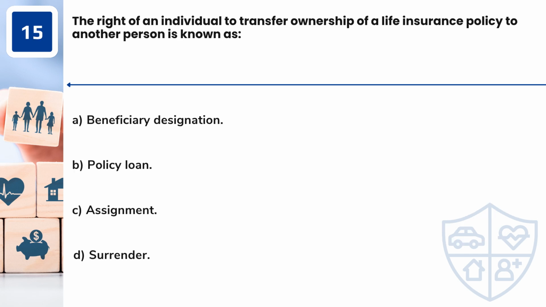Question 15. The right of an individual to transfer ownership of a life insurance policy to another person is known as A. Beneficiary designation. B. Policy loan. C. Assignment. D. Surrender.